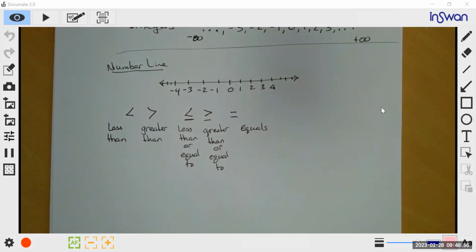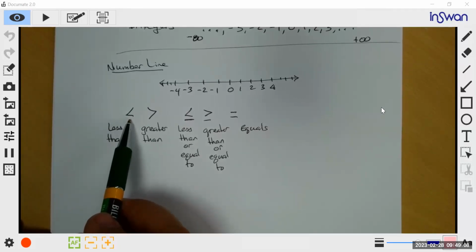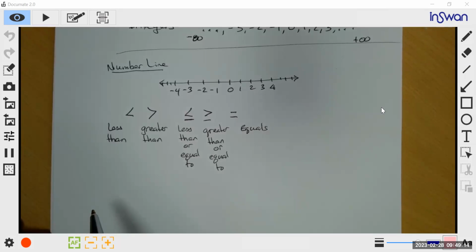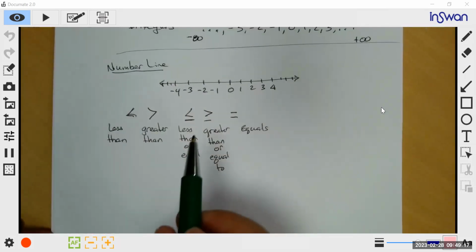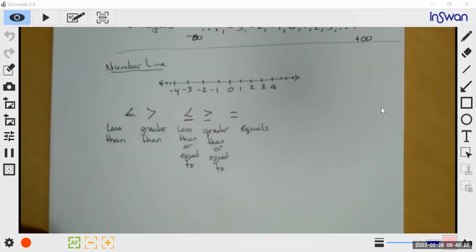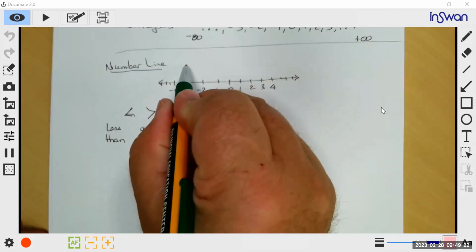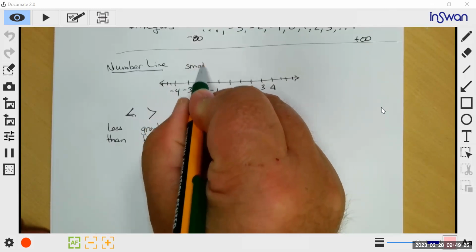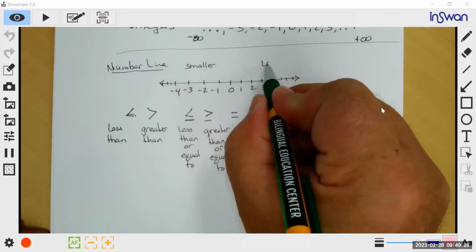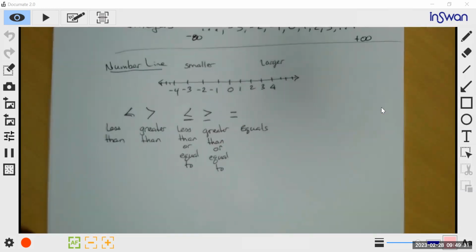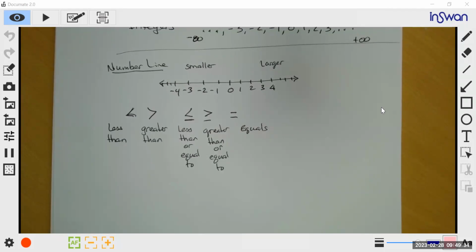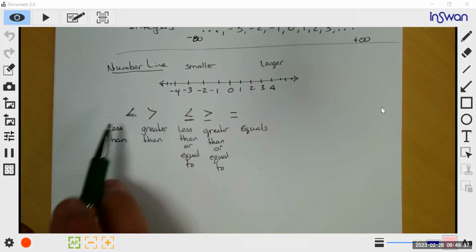No matter who you ask, if they remember how to read these, they'll have a different way of determining what number is bigger or smaller than another. How do you know this is less than? Okay, yeah, that's a good one. It looks like a left arrow. It's pointing to the left, which is the smaller numbers. Anything to the left is smaller than anything to the right. Anything to the right is larger than anything to the left. And the reason you read these is because you read left to right.